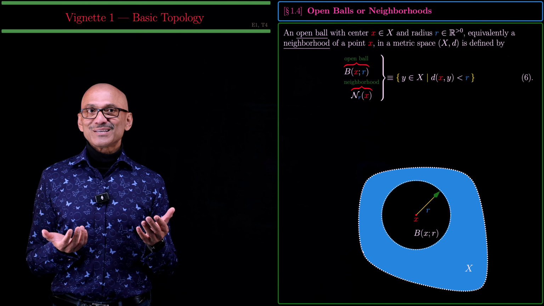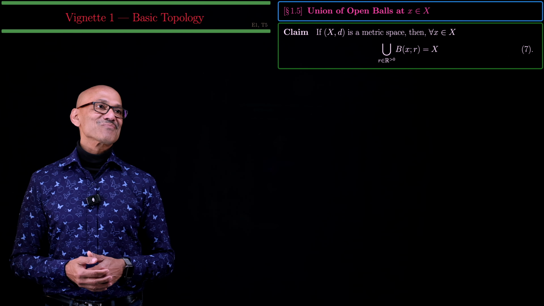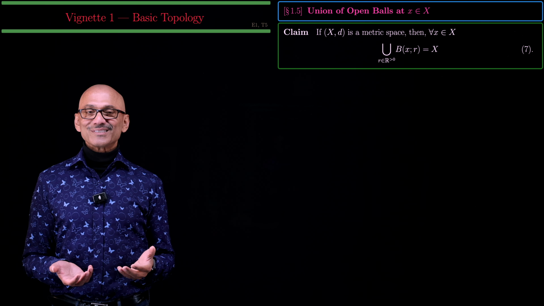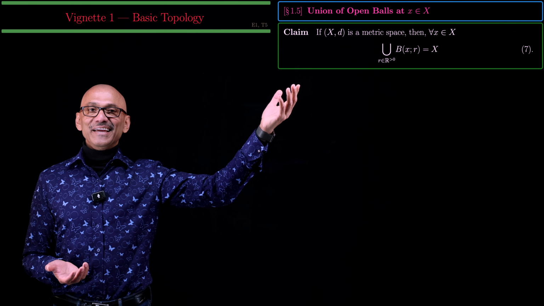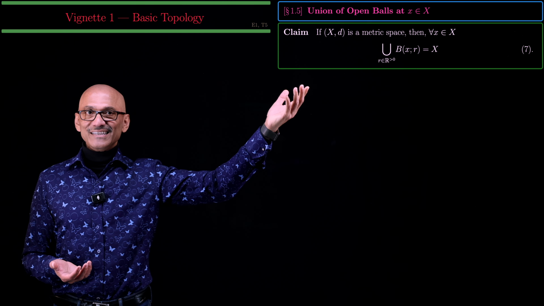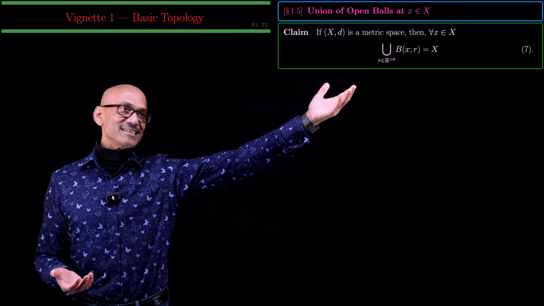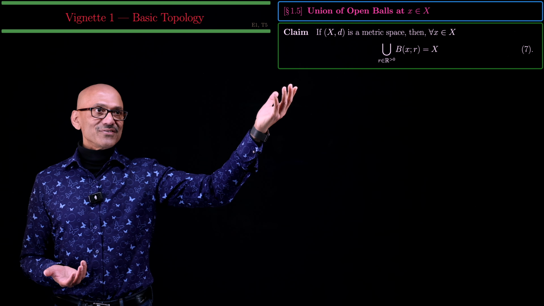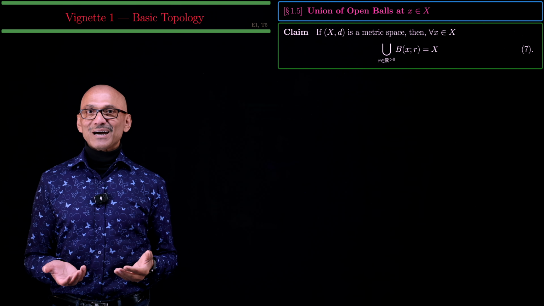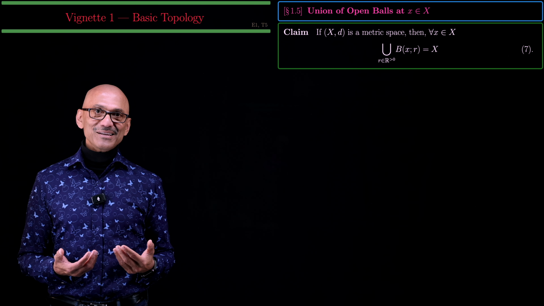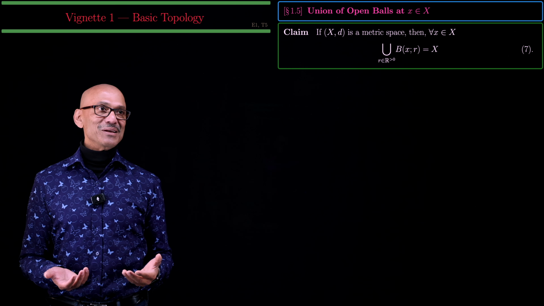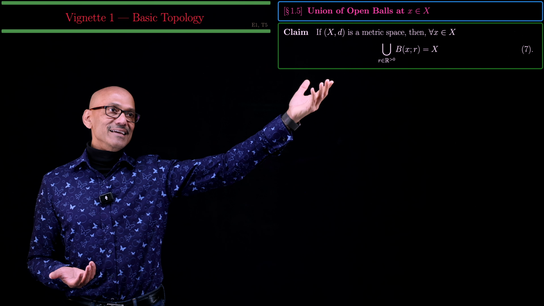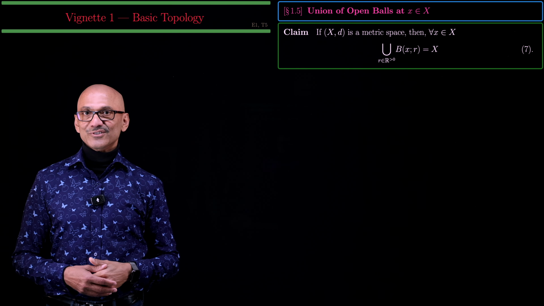Next, two simple claims on open balls. Claim 1.5: the union of all open balls centered at a point little x in metric space (X, D), D the metric, is the set X itself. Equation 7 is an equality of sets. How do we establish equality of sets? By showing mutual inclusion, meaning that we have to establish that the set on the left of the equality is included in the set on the right and vice versa.